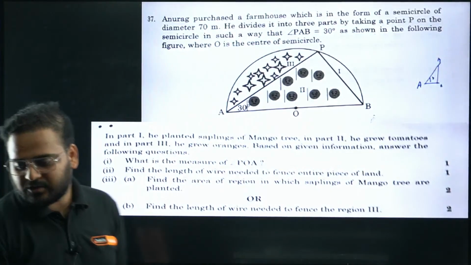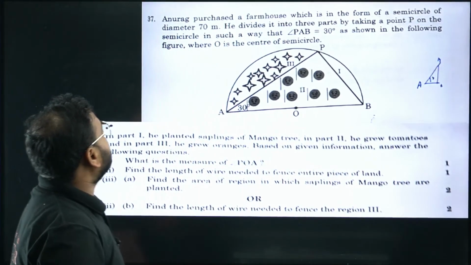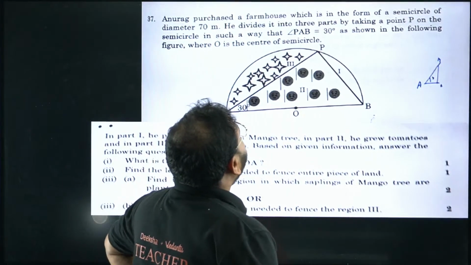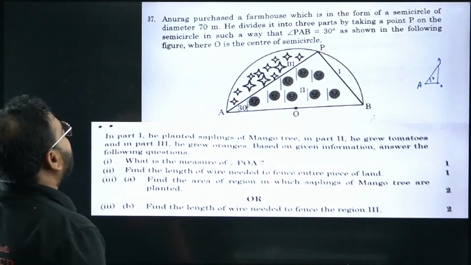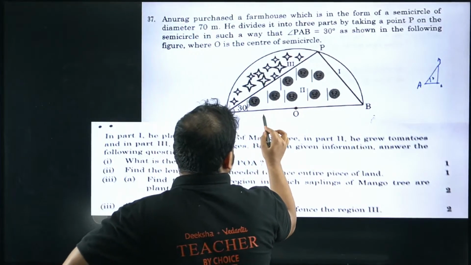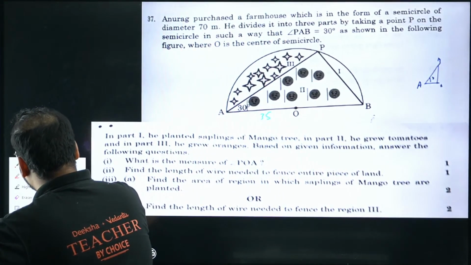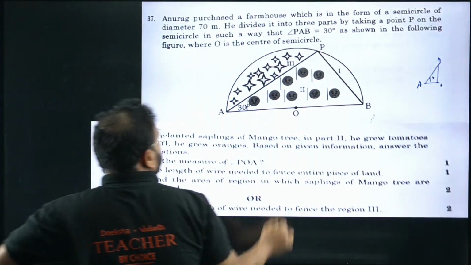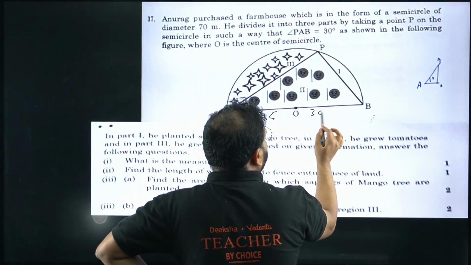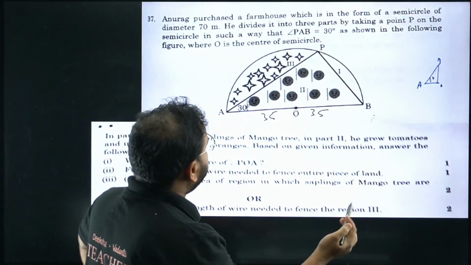Question number 37. Anurag purchased a farmhouse which is in the form of a semicircle of diameter 70 meter. So this is going to be actually 35 then. This has to be 35 then. 35 and 35, you have this value as the radii.